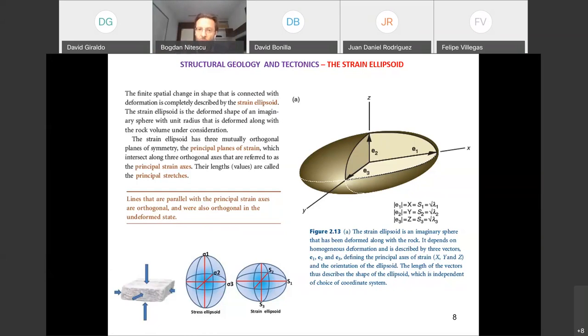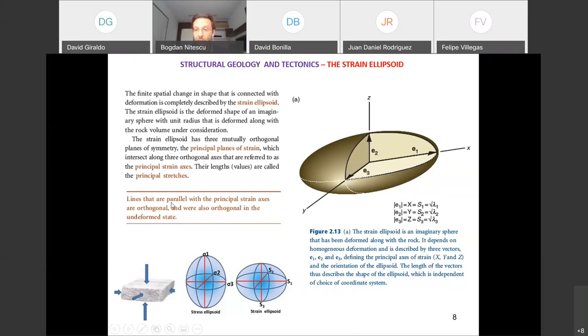And in the textbook, you can see these descriptions, but I'm not giving them to you. I don't want you to be stressed with these things. If you want, you can read them for yourself. But I think that to understand things intuitively, it's enough. So we talk about the strain ellipsoid, principal planes of strain, principal strain axes. And the principal strain axes mean principal stretches, along which there is stretching.